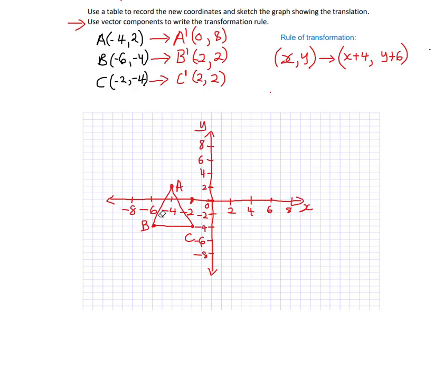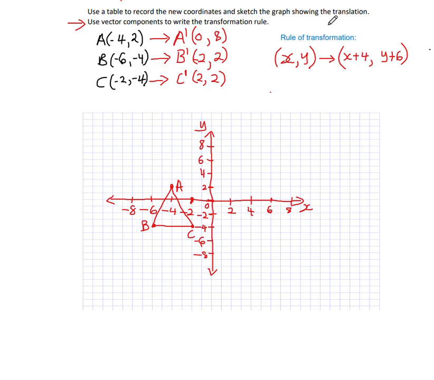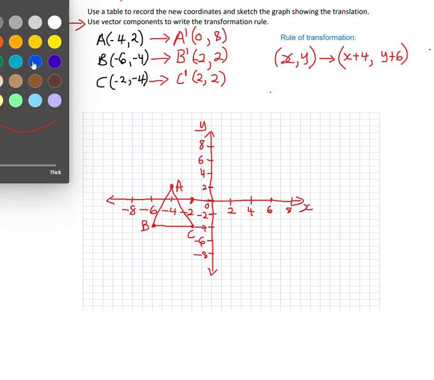Now we're going to sketch the image of this triangle. The image of this triangle again was formed under the vector translation of adding 4 to the x values in the pre-image and adding 6 to the y values also in the pre-image. So here are the coordinates of the image that we came up with. I'm going to do that in a different color. So let's use nice blue.